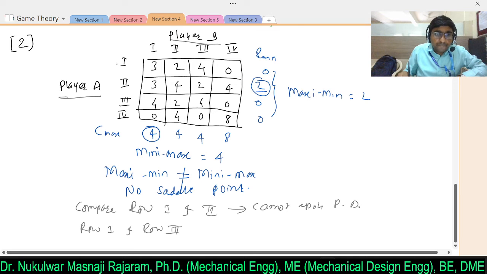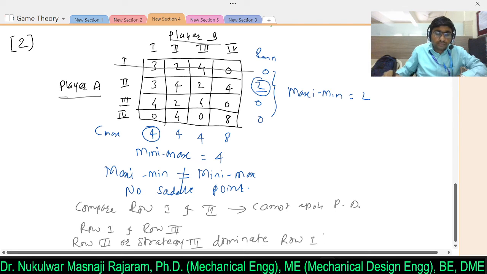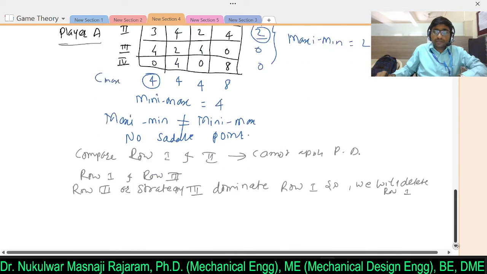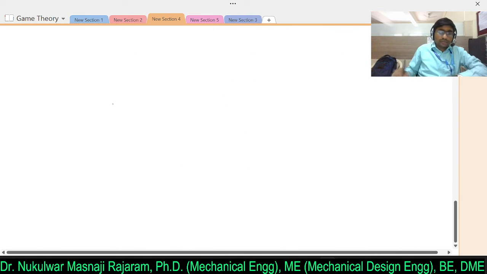So I can say that A will not play this strategy. Why? There is a third strategy. So row 3, or we can say strategy 3, dominates row 1. So we will delete row 1. Clear?